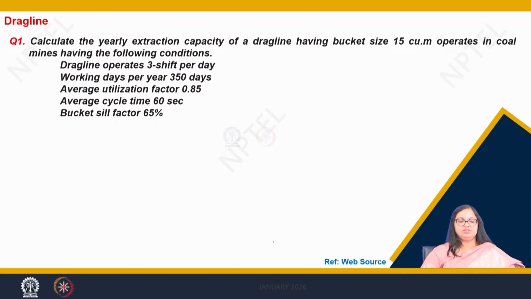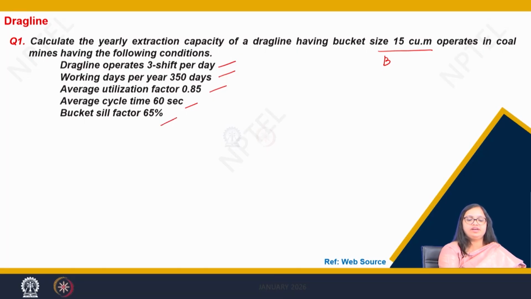Now, a question on this. We have to calculate the yearly extraction capacity of a drag line having bucket size B given as 15 cubic meter, operating in coal mines under the following conditions. The dragline operates 3 shifts per day. Working days per year is 350 days. Average utilization factor is 0.85. Average cycle time is 60 seconds, and the bucket fill factor is given as 65%.